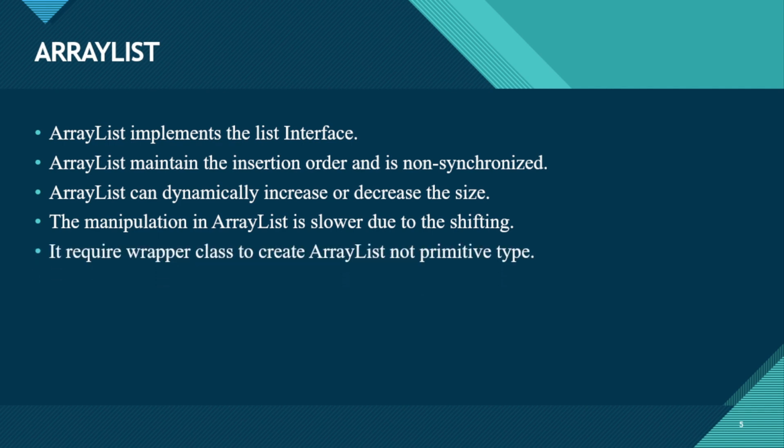It requires a wrapper class to create an ArrayList, not a primitive type. What we want to say here is that when we create an ArrayList, we require our wrapper class. We cannot create our ArrayList with the help of a primitive type. For example, if we want an int type ArrayList, we have to take its wrapper class, that is Integer, or we can create it with the help of objects, or a non-primitive type class like String.